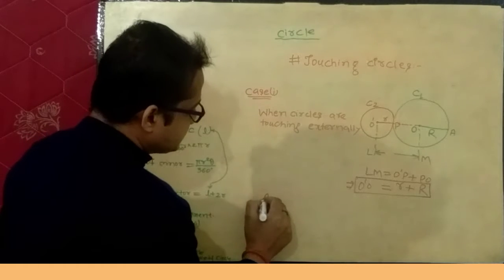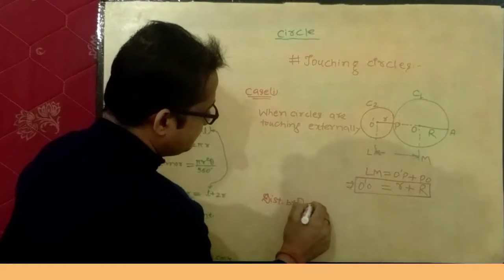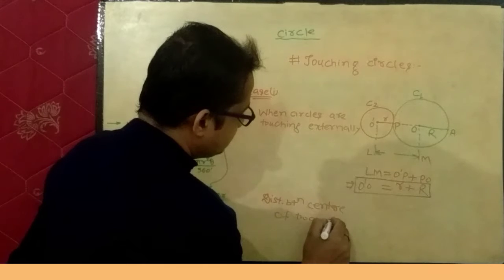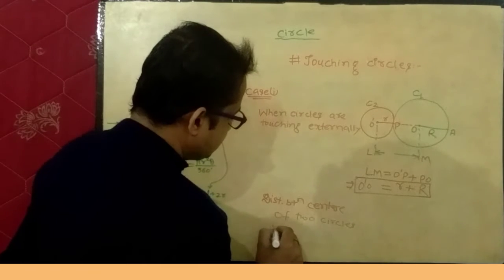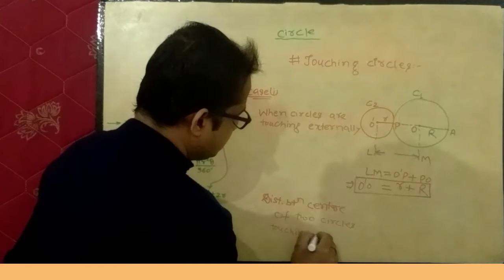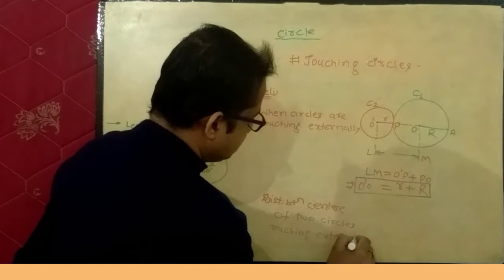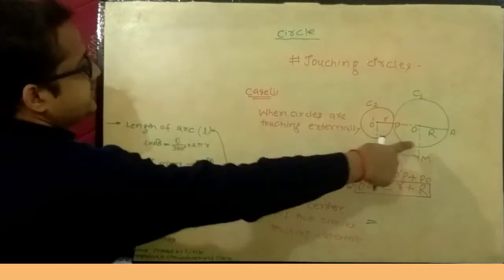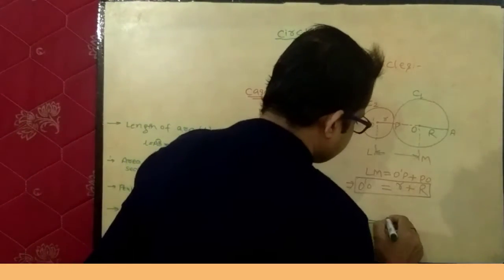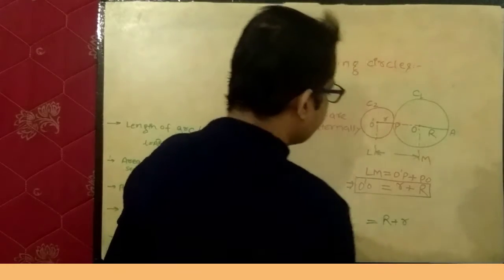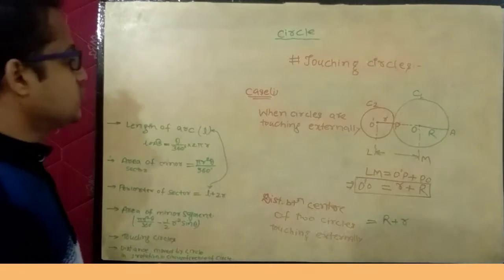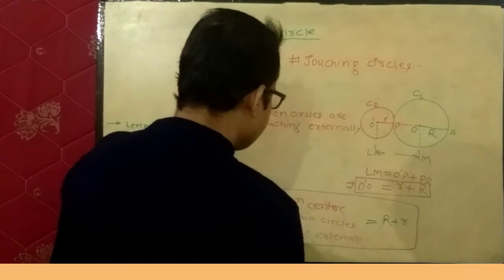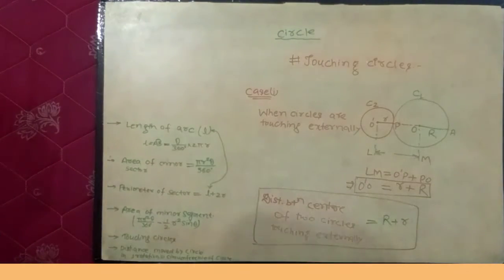So the distance between centers of two circles touching externally is equal to capital R plus small r, or small r plus capital R. Simply add the radii of these two circles, and you will get the distance between the centers of two circles touching externally.